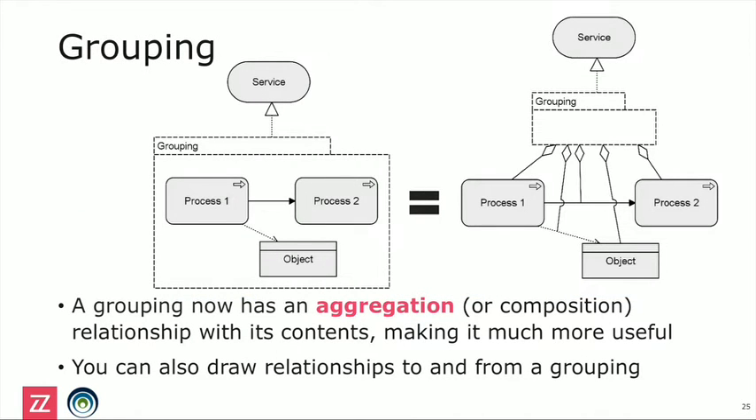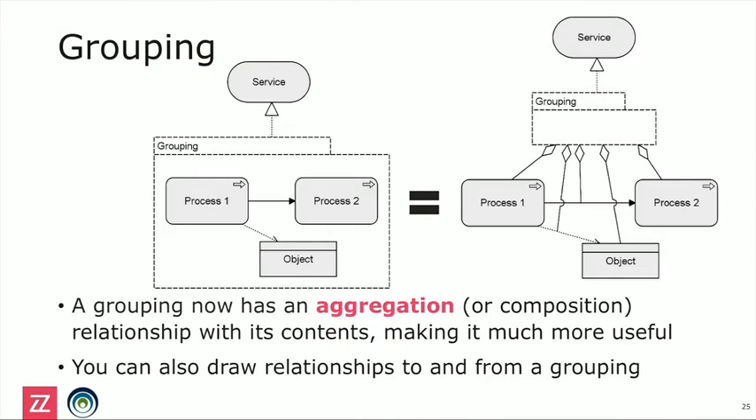Another example is that the grouping concept in ArchiMate, which used to be just a graphical thing, now has an actual meaning. It has actual relationships with the stuff in the group. And you can draw relationships to and from a group. So the picture on the left and the picture on the right really have the same meaning.